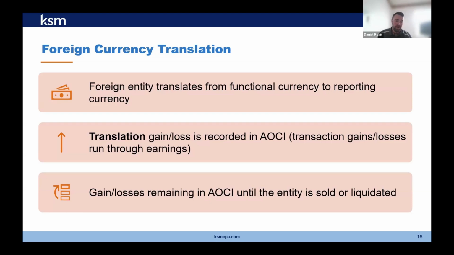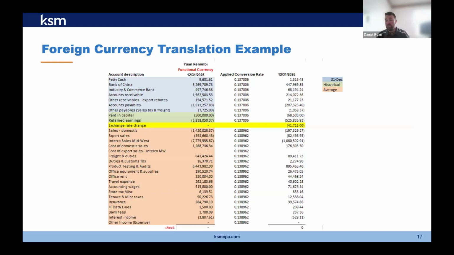We'll walk through an example here of how we translate an entity's TB in a local currency into a reporting currency. At a high level, all we're doing is applying a conversion rate. And the question is, what conversion rate do we use? So we've got an example trial balance here. We've got up top in blue some balance sheet accounts.